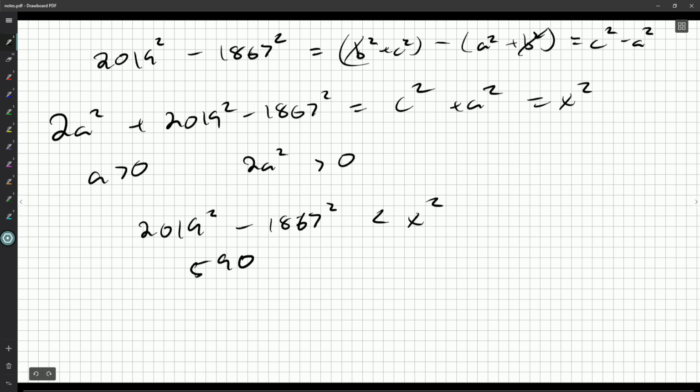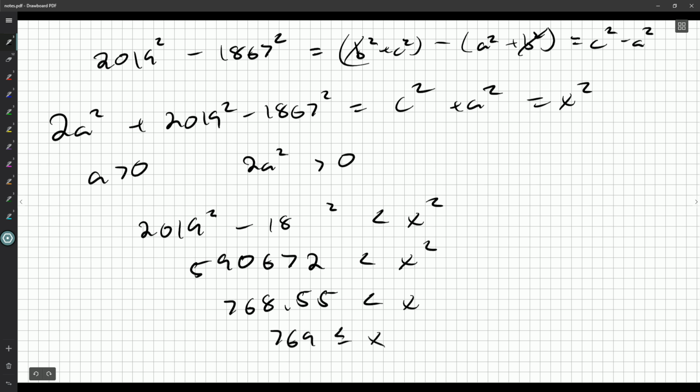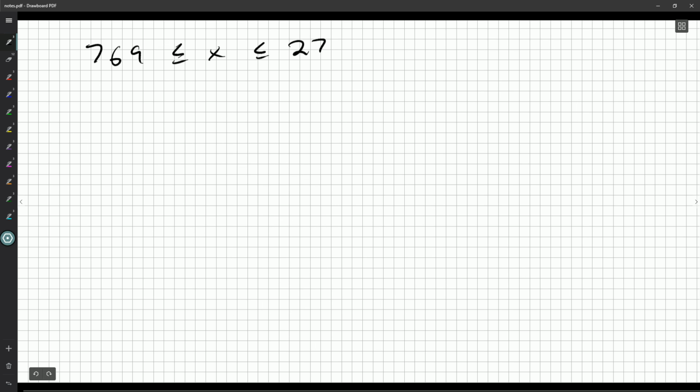So just over 500,000. And again, if I square root, I should be able to get sort of a lower bound. So 768.55 has to be less than x squared, or it has to be less than x. And, well, x is an integer, so just round up. So x has to be in that range. And if we put these two together, it was 27. Was it also 69? 49. I don't know. So I think any x in this range should work.